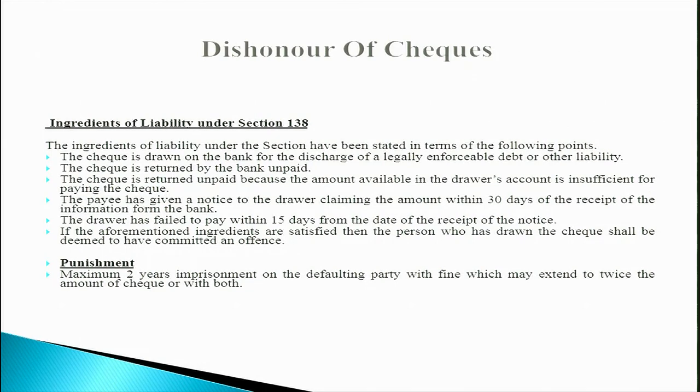The drawer has failed to pay within 15 days from the date of the receipt of the notice. So, after issuing your notice within 30 days, the person gets 15 days to pay the amount. If he fails to pay you within 15 days, then you can go to the courtroom. If the above said ingredients are satisfied, then the person who has drawn the check shall be deemed to have committed an offense. So, even after 15 days, if someone does not pay you the money, then we will assume that he has committed this crime, and the punishment is a maximum of 2 years imprisonment on the defaulting party with a fine which may extend to twice the amount of the check, or with both.